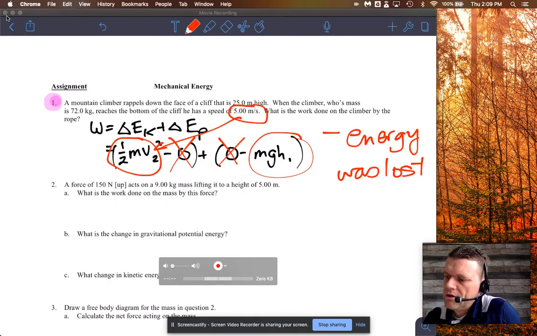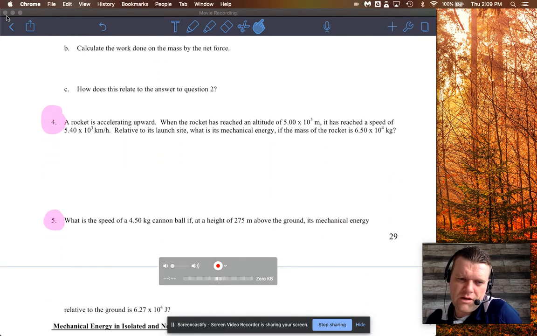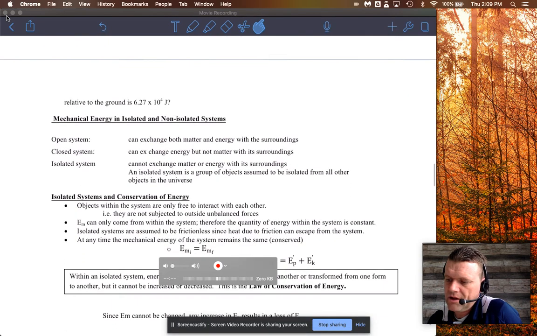Okay, so don't worry about number 2. I'd like you to try number 4 and 5. And I need to mention that in the notes, but I'll post the key to this a little bit later.